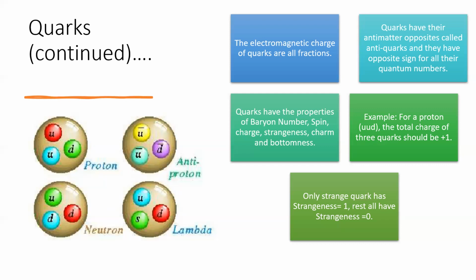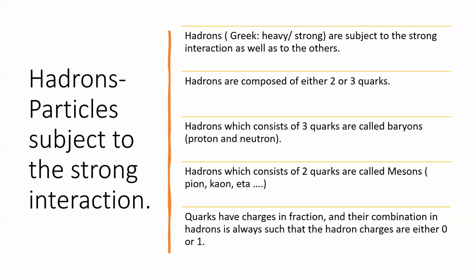Only the strange quark has strangeness equal to +1. The rest all have strangeness equal to 0. So for example, if we talk about bottomness, then the bottom quark will have bottomness equal to 1. The rest all will have 0. For charmness, only the charm or the C quark will have a value of +1. The rest all will be 0.